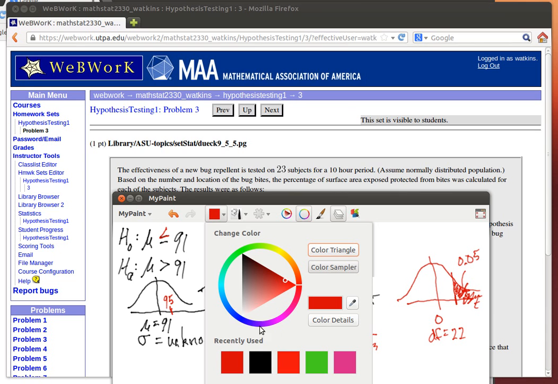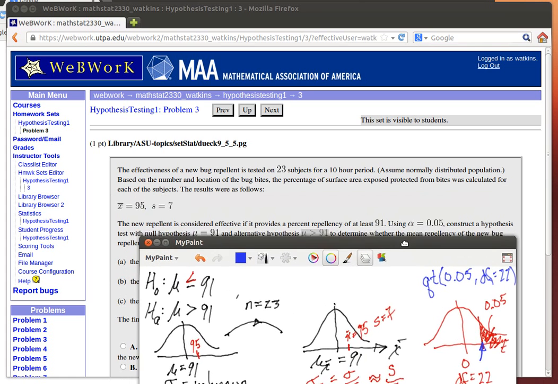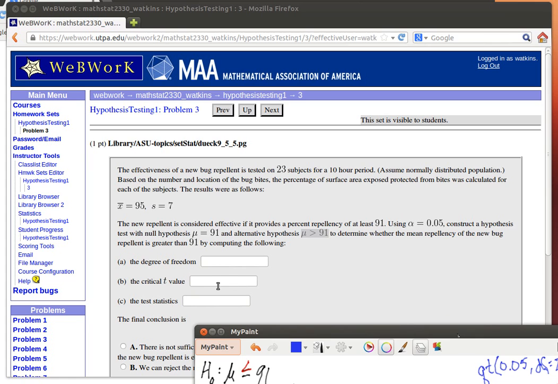What we want to know then are some important t values. This t value right here can be found easily. Let me just write it up here as the qt. I can use R to do that. qt of 0.05, because I need to find the quantile associated with that probability where the degree of freedom is equal to 22. R can tell me that piece of information. That's going to be an important piece of information because that's called the critical t value. Okay? The critical t value.